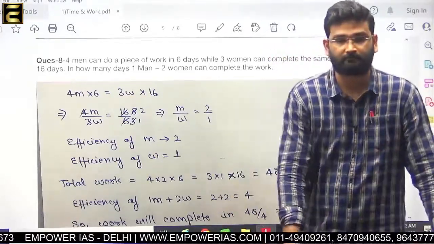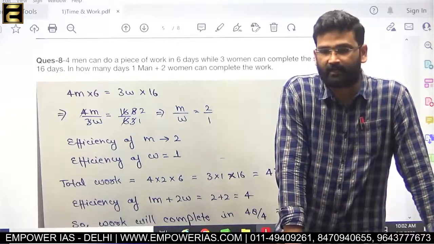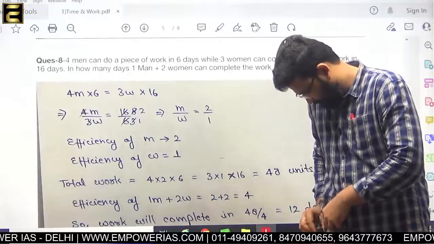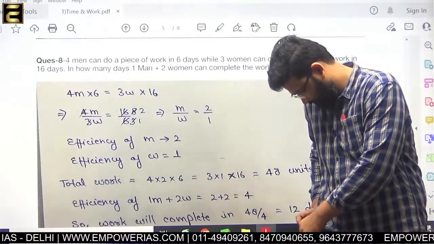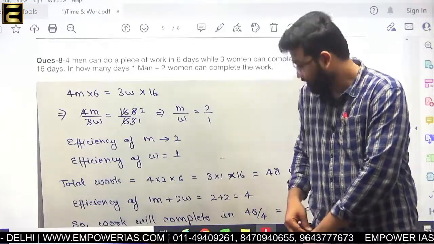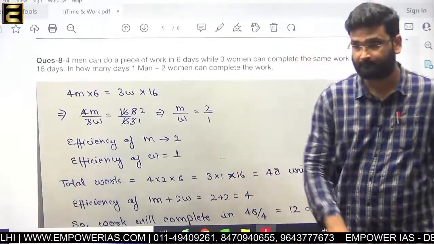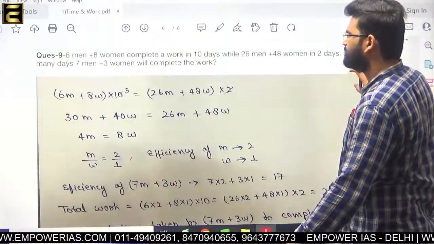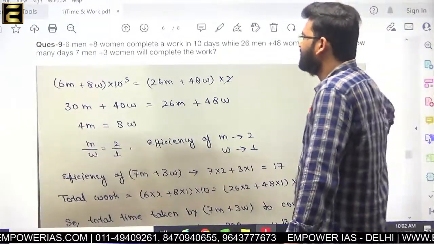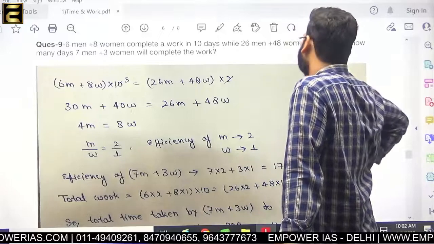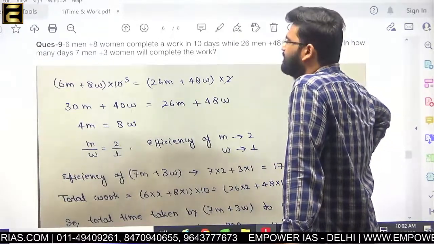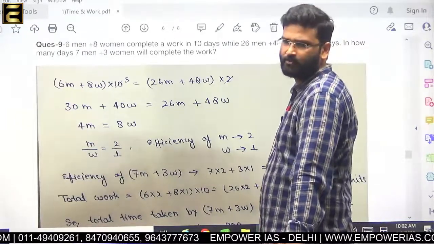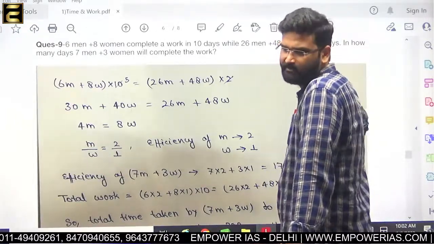So, any doubt till now? So, moving to the next question. Now, see here, 6 men plus 8 women can complete a work in 10 days, while 26 men plus 48 women can do it in 2 days. In how many days will 7 men plus 3 women complete the work? It's a very easy question, we can approach it either by the tree method or by the equation method.